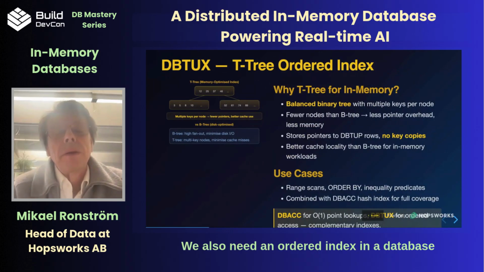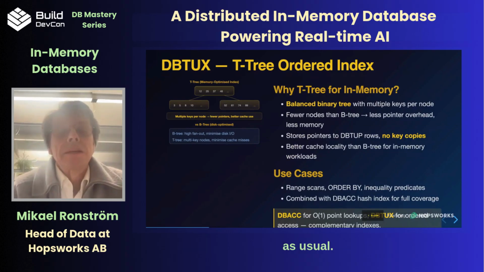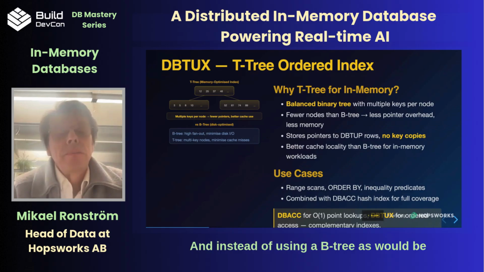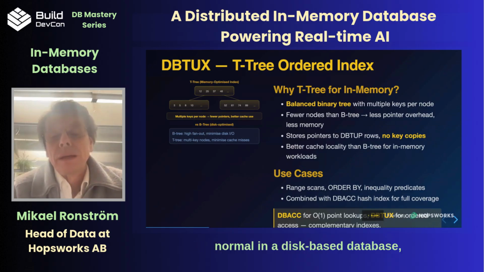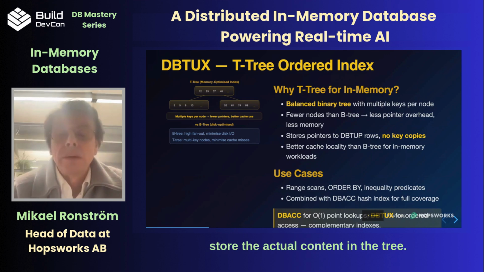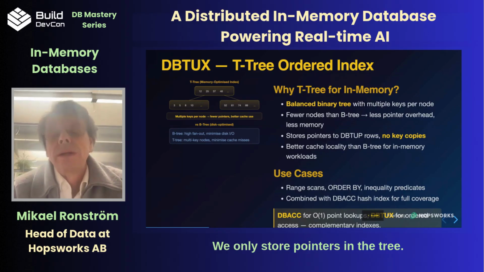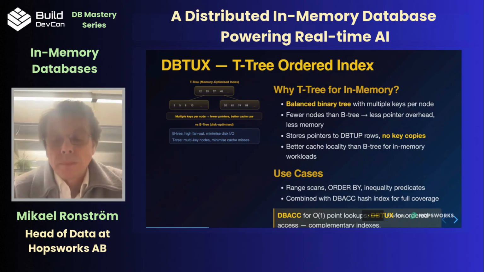Okay, we also need an ordered index in a database as usual. And instead of using a B tree as would be normal in a disk-based database, we use the T tree. A T tree is a balanced binary tree with multiple keys per node. So it means that it has fewer nodes than a B tree, less pointer overhead. Essentially the overhead of each row in this case is about 10 bytes, because we don't store the actual content in the tree. We only store pointers in the tree. So that means that the tree is very, very light in memory usage.